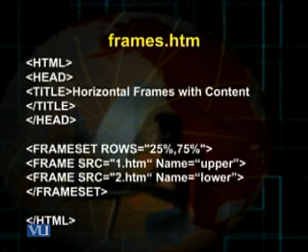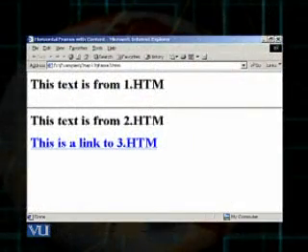I want a content file 2.html to be displayed on this. Then in the second frame, again, I use the source attribute and give it the value 2.htm. I also give it a name using the name attribute. I give it the name lower, and then I close the frameset tag, HTML tag, and in this way, these two files, 1.htm and 2.htm, would be shown in the upper and lower frames respectively when a user would type this frames.htm page.